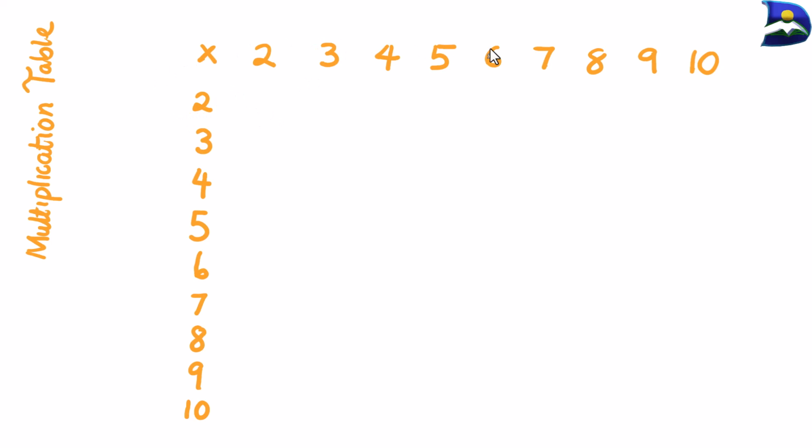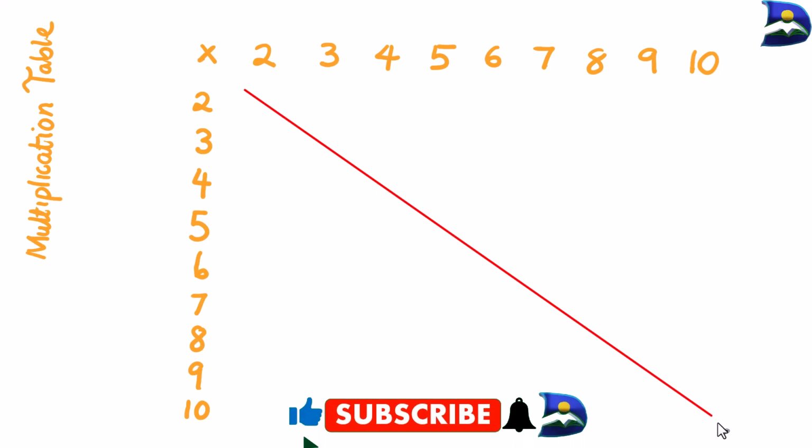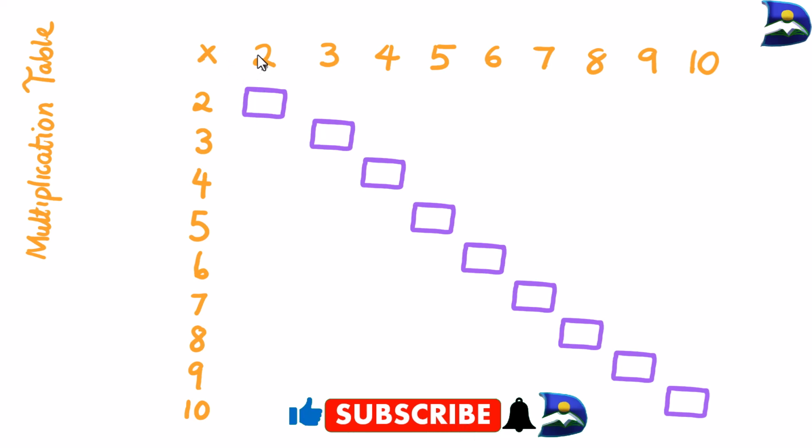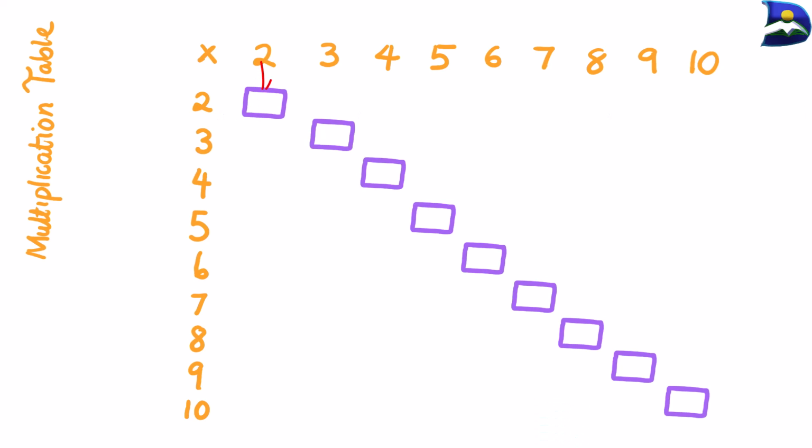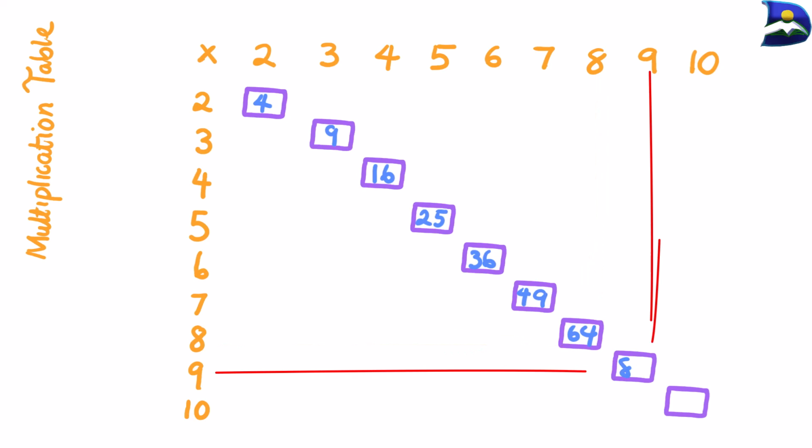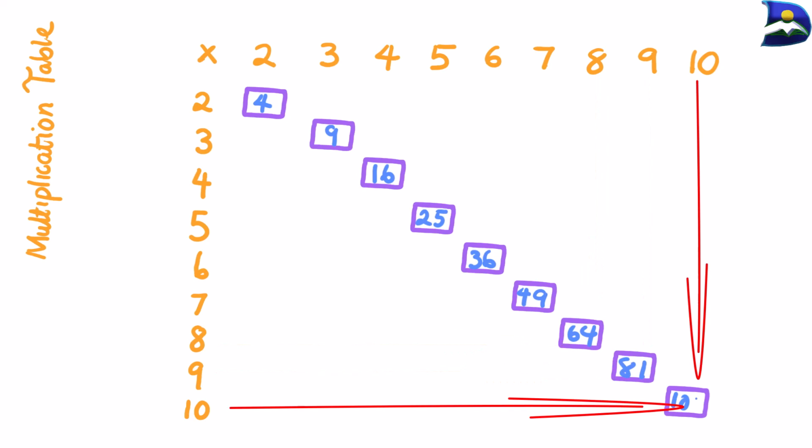When we are observing our multiplication table, the trend that we're going to be looking at is a diagonal trend, and this diagonal trend is going to show the result when you multiply the same factors together. Multiplying 2 by 2 gives us 4. Next is 3 times 3 gives us 9, 4 times 4 gives 16, 5 times 5 gives us 25, 6 times 6 is 36, 7 times 7 is 49, 8 times 8 is 64, 9 times 9 is 81, and finally 10 times 10 is 100.